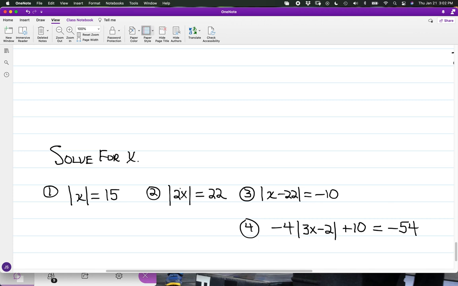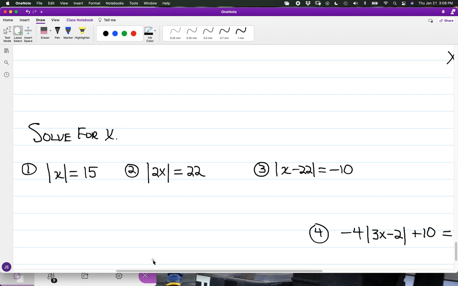Okay, so for the next few moments, let's see what we get for x among these four absolute value equations. Among these four problems, we're looking at seeing if we have any solutions for x, and if there are, we're to identify them.